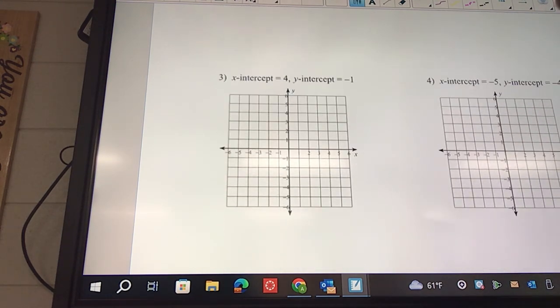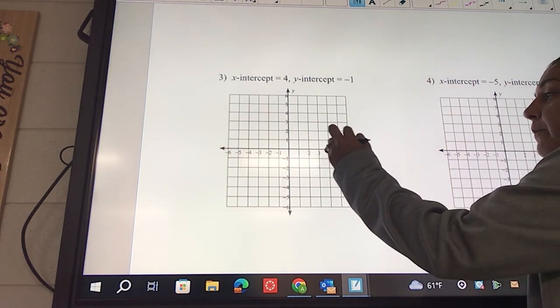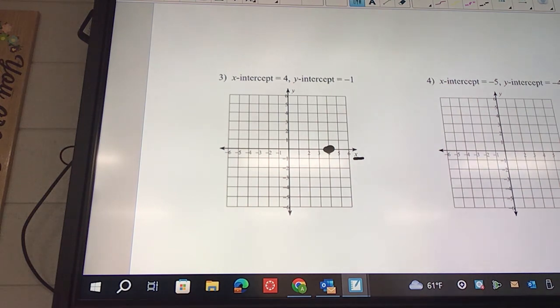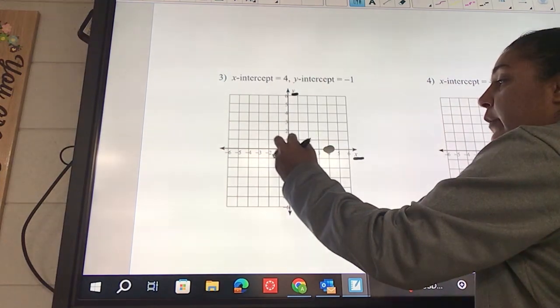If we look at number 3, the x-intercept, right here's the x line, is at 4. So we're going to put a dot. And the y-intercept is at -1, so we go to the y line, find the -1 and put our dot.